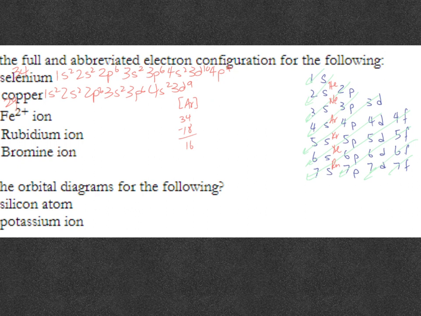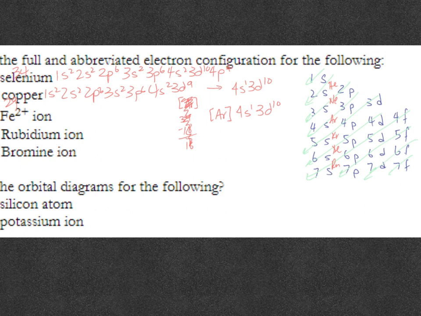But the thing is that 1 electron goes from the s out to the d. So this becomes, instead of 4s2, 3d9, it ends with 4s1, 3d10. Now, to do the abbreviated, you go up 1 all the way to the right. Argon is my base. It ends with 4s1, 3d10.